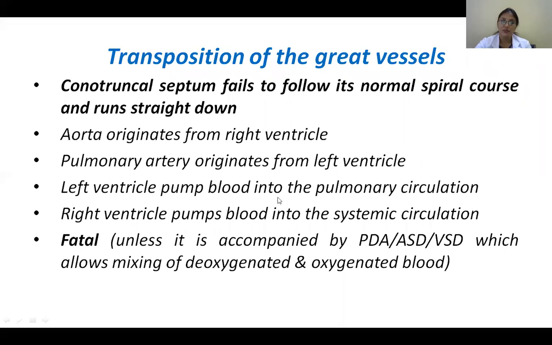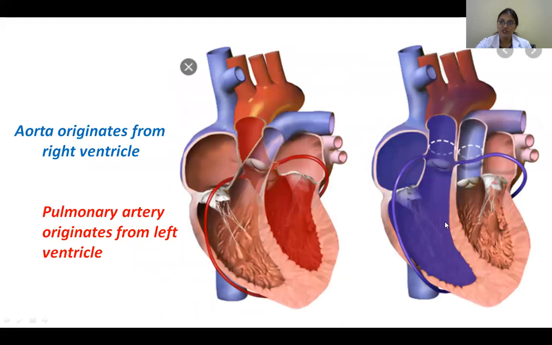So the left ventricle will pump blood into what? Pulmonary circulation. So here, where will the blood which is coming from the lungs go? It will again go back to the lungs, pulmonary circulation. The venous blood, whatever has come into the right atrium and right ventricle, again goes back into your systemic circulation. So this is a fatal condition, transposition. That's because the spiraling of the septum is not formed. It's like just cutting it into 2.